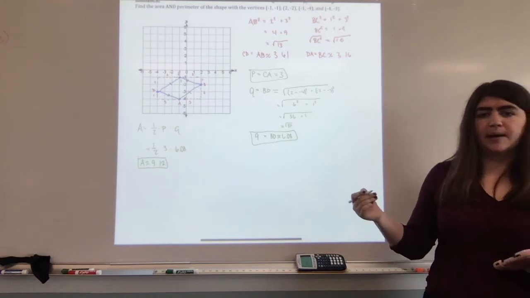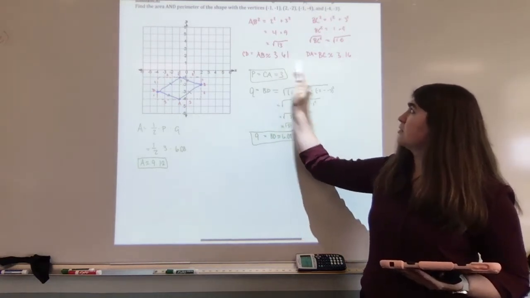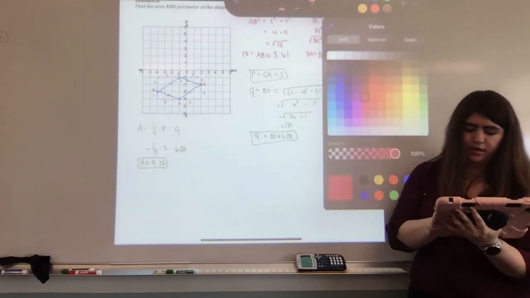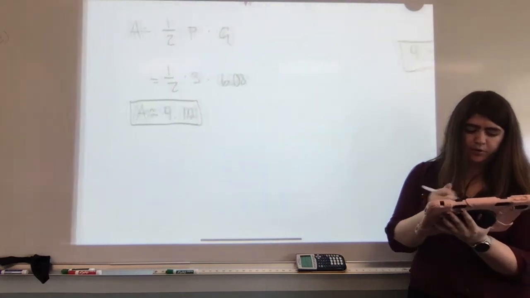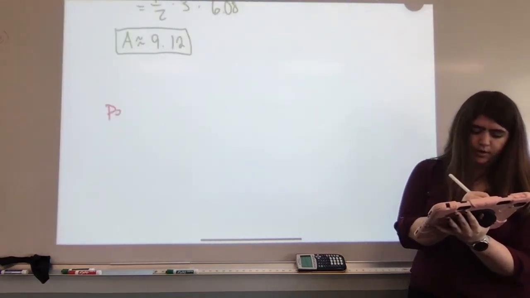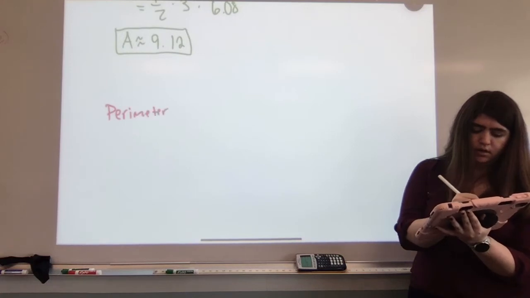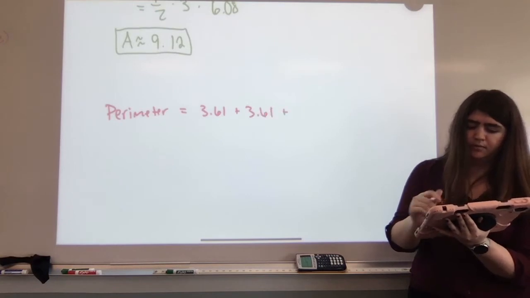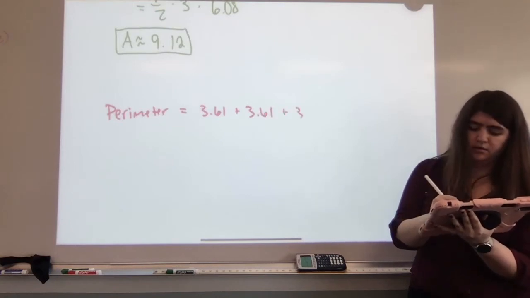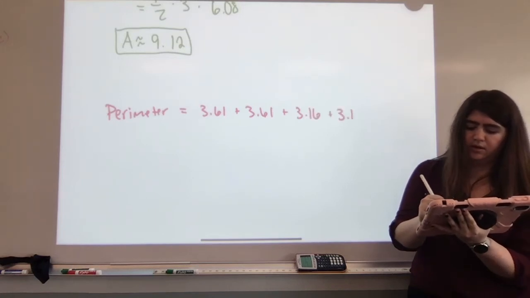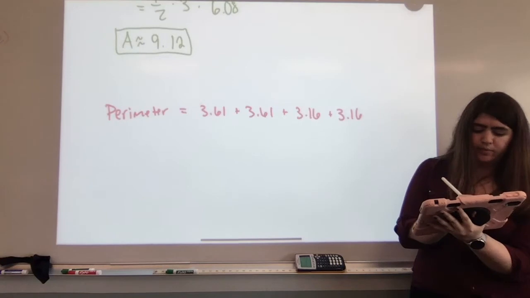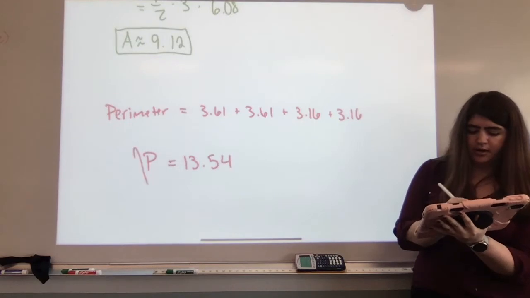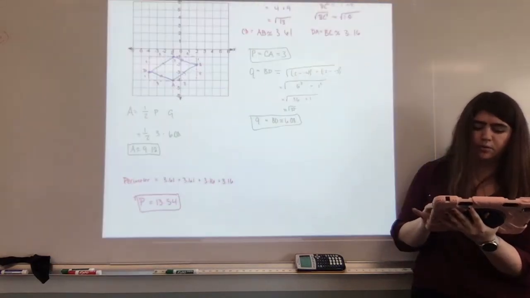Now I also need to find my perimeter. For my perimeter, I'm going to take the lengths of each side and add them all together. I have that CD and AB are both 3.61. So perimeter equals 3.61 plus 3.61 plus my other two sides, which were 3.16, so 3.16 plus 3.16. When I add all those together, my perimeter is equal to 13.54. And again, no units on this one, so you typically would just write the word units.